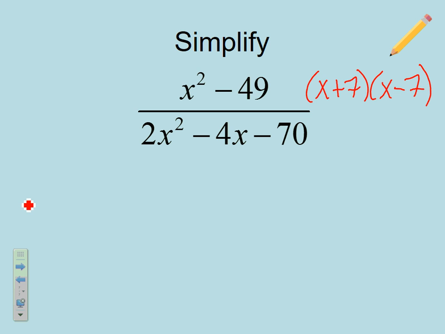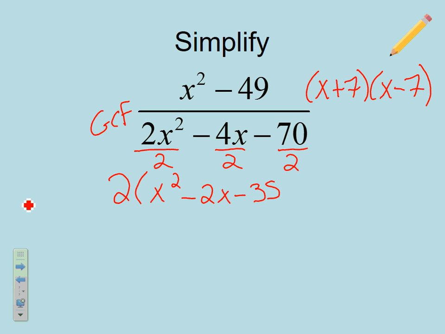On the bottom, I have 3 terms, so right away I'm thinking AC. But before I get to that point, I have to think, is there a greatest common factor? In this case, there is. So I have to do my greatest common factor first. I can take out a 2 out of everything. So that's going to go out in front. And I'm left with x squared minus 2x minus 35.